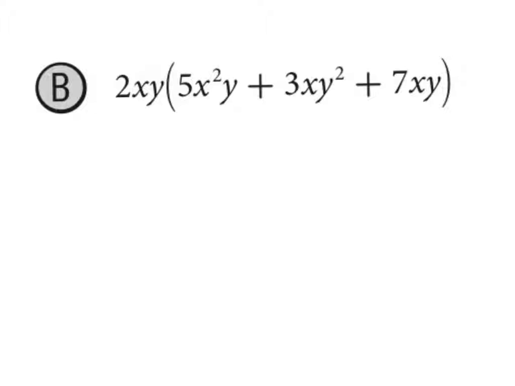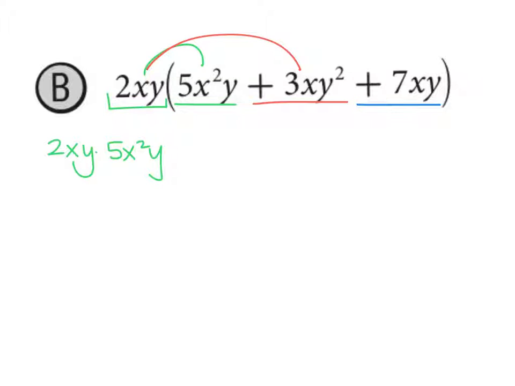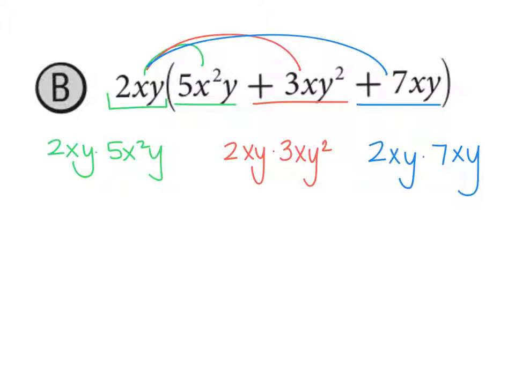All right, example B, same idea, but now we have more variables. So 2xy is still going to be distributing, and there's 3 parts on the inside: 5x squared y, positive 3xy squared, and positive 7xy. So if I do my first multiplication, I'm just going to write the multiplication problem out. Let's write out my second multiplication problem, 2xy times 3xy squared. And then my last one, 2xy times 7xy.